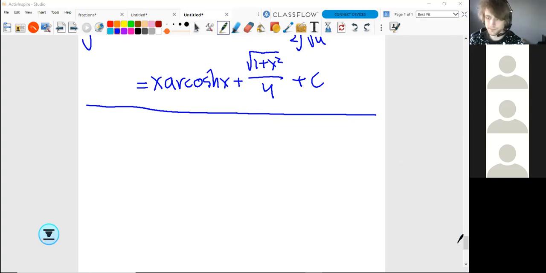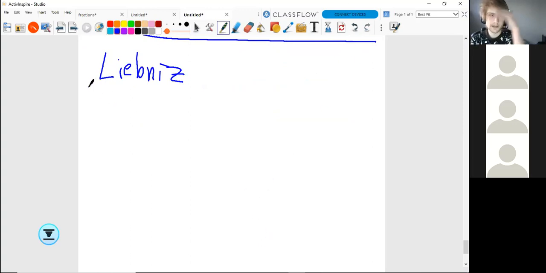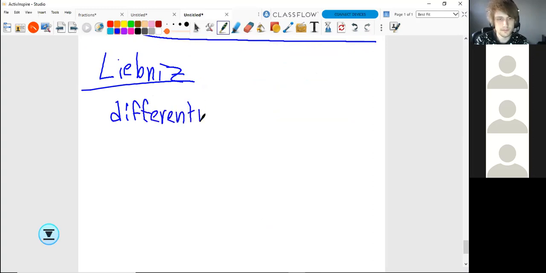All right. So this method was invented by Leibniz, and it's called differentiating under the integral. I think integration by parts was also invented by Leibniz, even though it was known to Newton later.